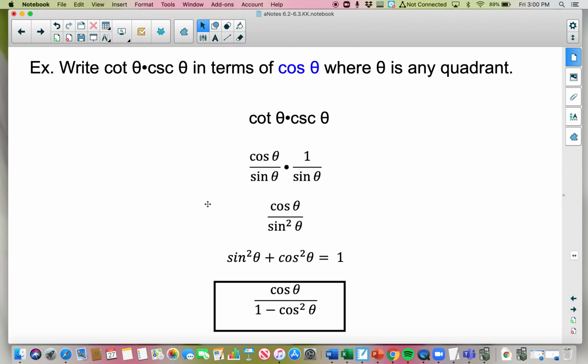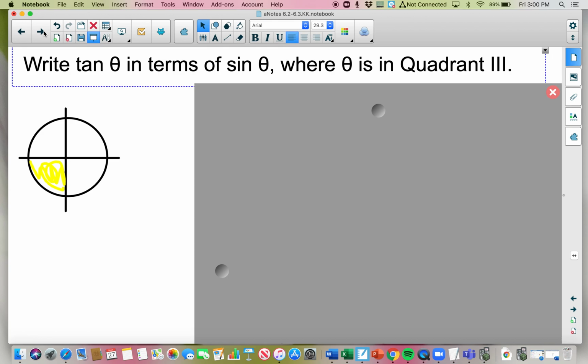So we did one similar to that in chapter 5. Now I'm going to just amp it up a little bit. We're going to write tangent in terms of sine. Okay, but this is usually where people get a little bit hung up. The angle has to be in quadrant 3. I know you know what quadrant 3 is, okay, but keep that in the back of your mind as we do this work.